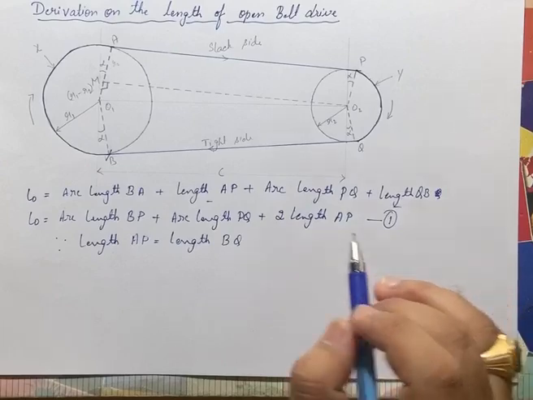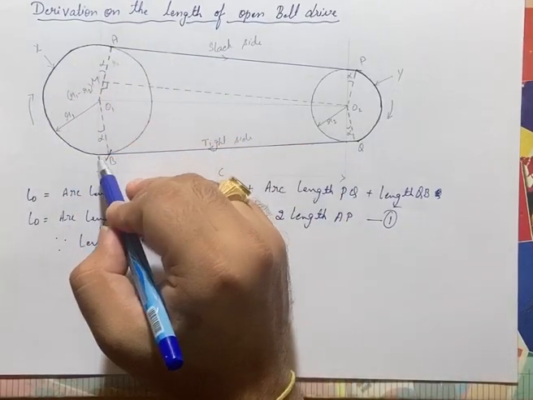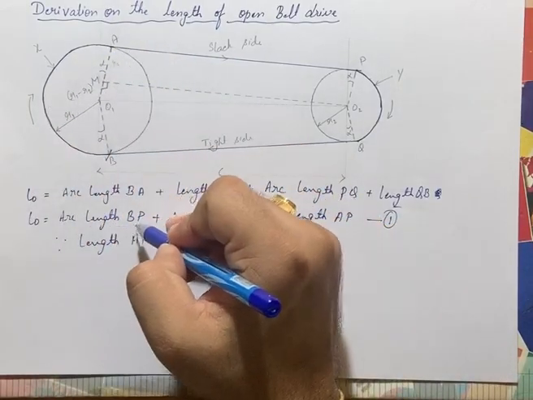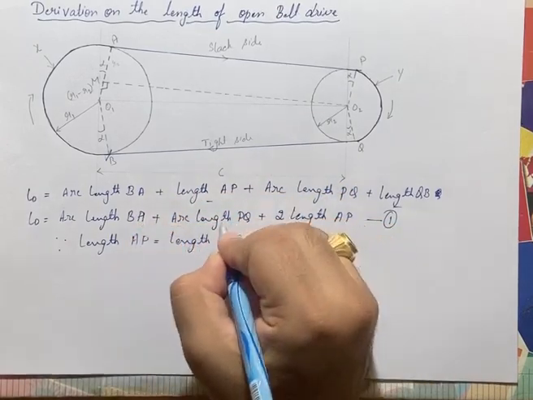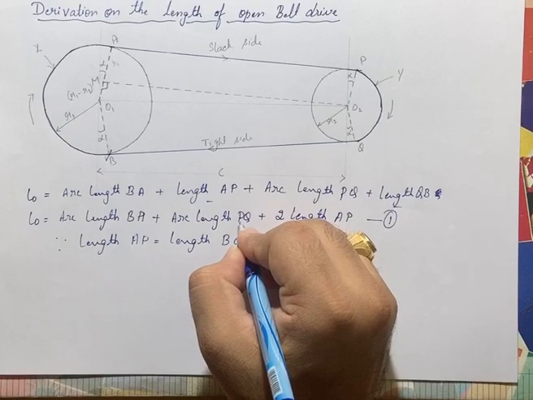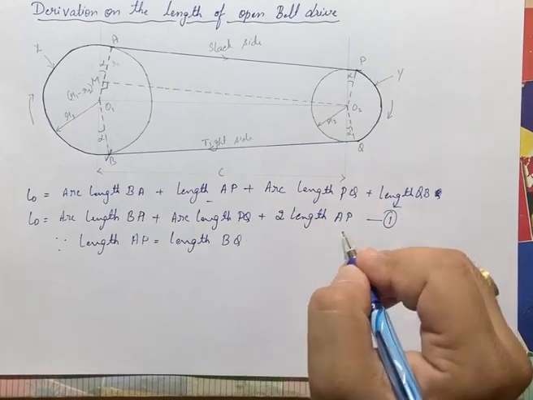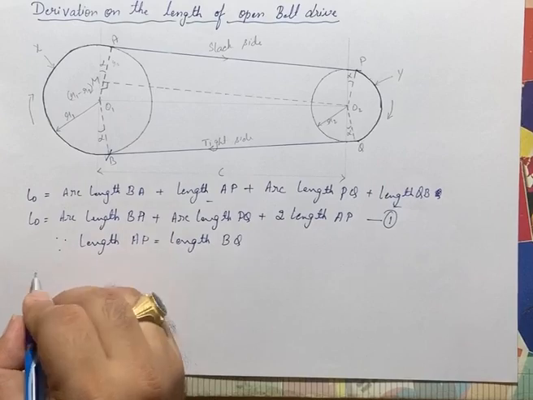Now we need to find out these arc lengths. First we shall find out the arc length BA and arc length PQ. After that we will find out the length AP. Now what is arc length?